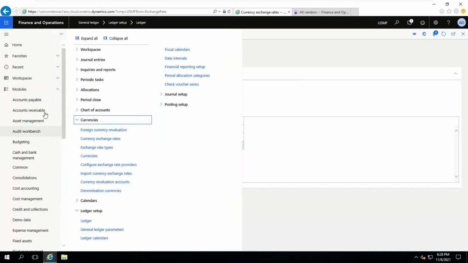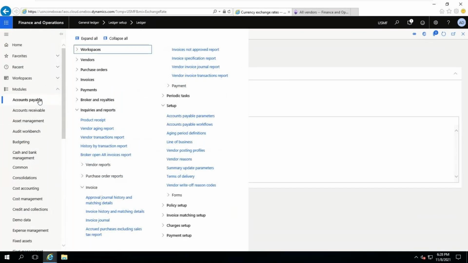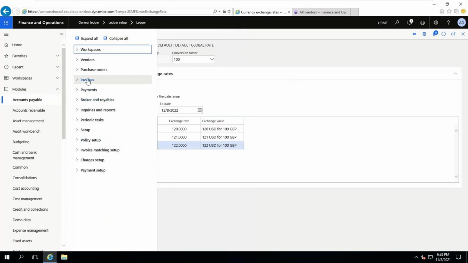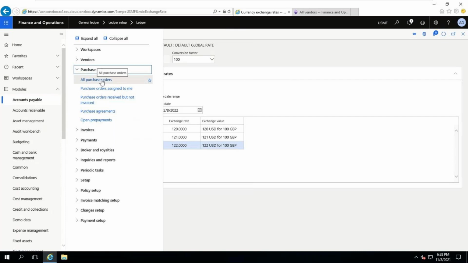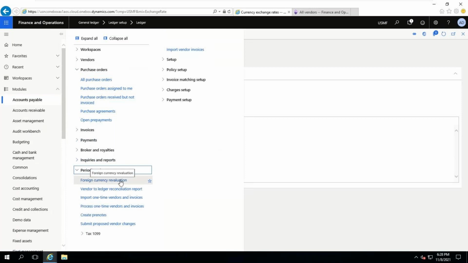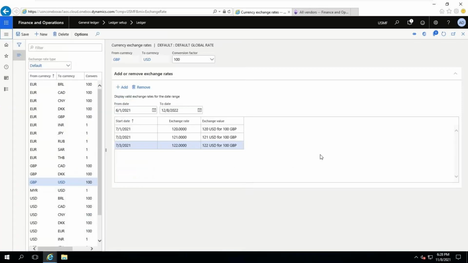I'm going to show you tomorrow. It will not be completed today. They will post purchase order invoices, and then we need to run the foreign currency evaluation under periodic tasks. This one we'll see tomorrow. First, let me show you.